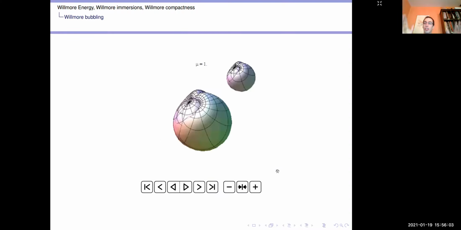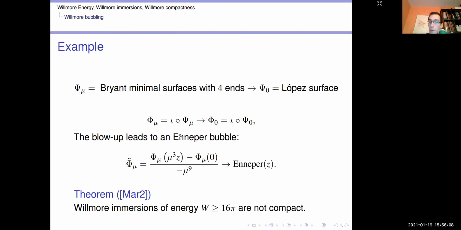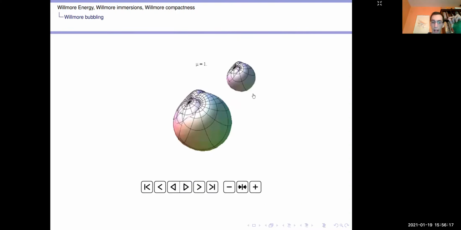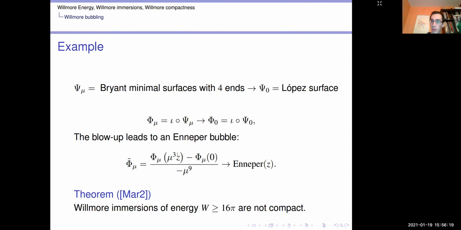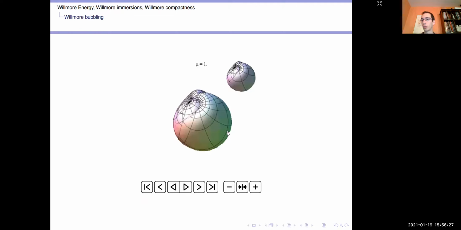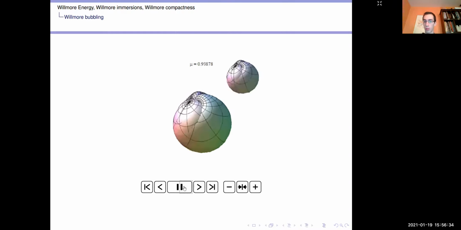Okay, let's illustrate this with an animation. So here we have the phi mu. These surfaces are the inverted Bryant minimal surfaces, which are going to converge toward the inverted Lopez surface. And in the upper right corner, I have the phi tilde mu. Of course, with mu equal to 1, phi tilde mu is equal to phi mu. But as mu goes towards 0, we're going to zoom on the parameterization and zoom in the space until I get something which is non-compact. So let's look at it.